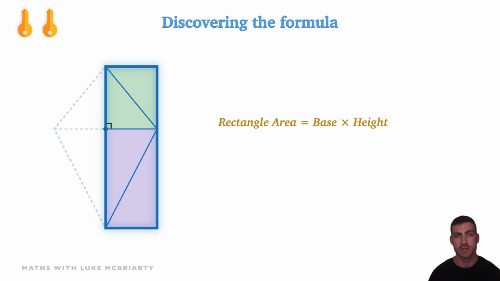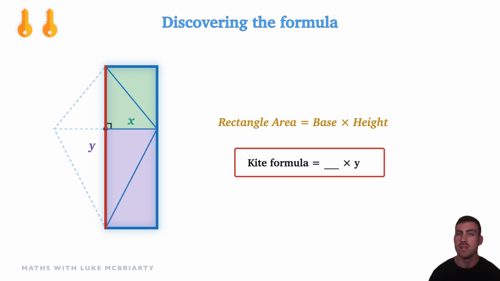Let's label the diagonals X and Y. First, what is the height of the rectangle? It's the full diagonal Y. Now the tricky part. What is the base? It's not the whole diagonal X. It's only half of it. So the rectangle's area becomes half times X times Y, or more simply, area of the kite equals half XY.